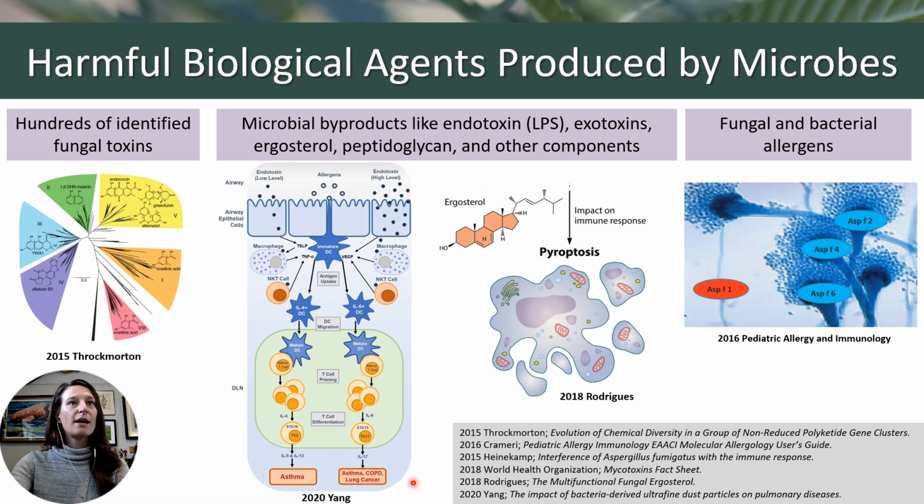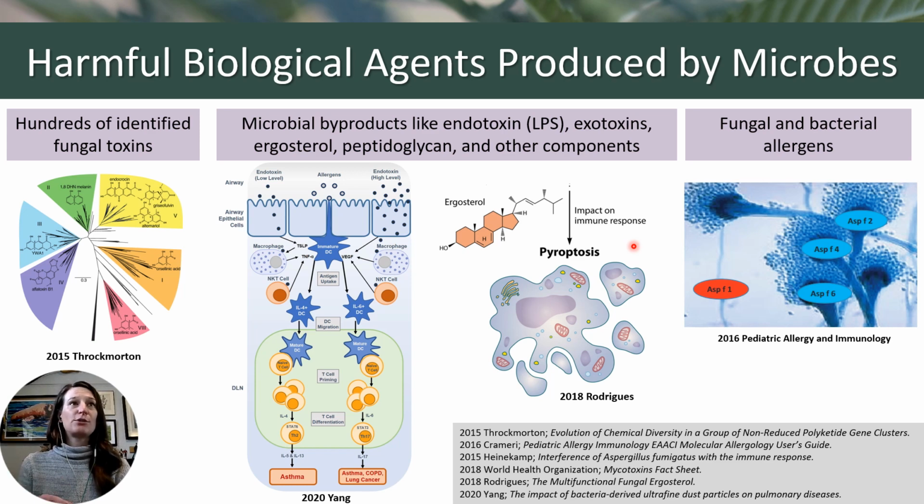So it's very well established that these microbial byproducts can elicit these immune responses, including ergosterol, which is a component of fungal membranes, and it can induce a type of programmed cell death called pyroptosis, which is a result of inflammation. So cells will kill themselves when these immune responses, this cascade of events, create this programmed cell death called pyroptosis.